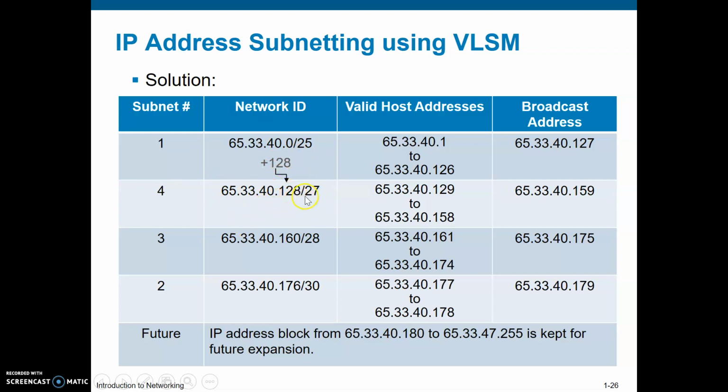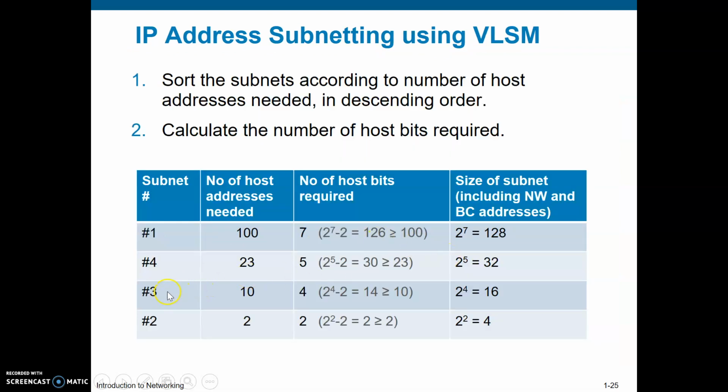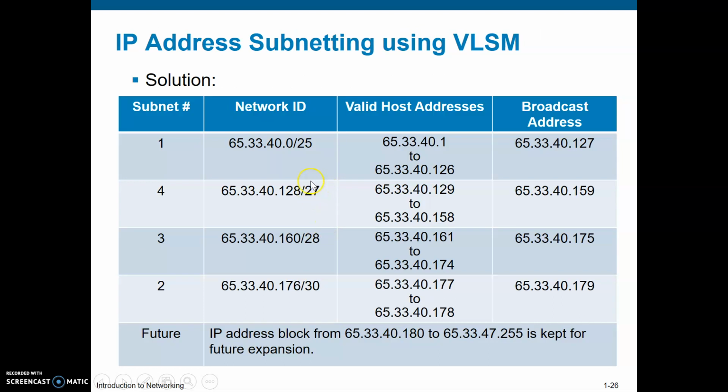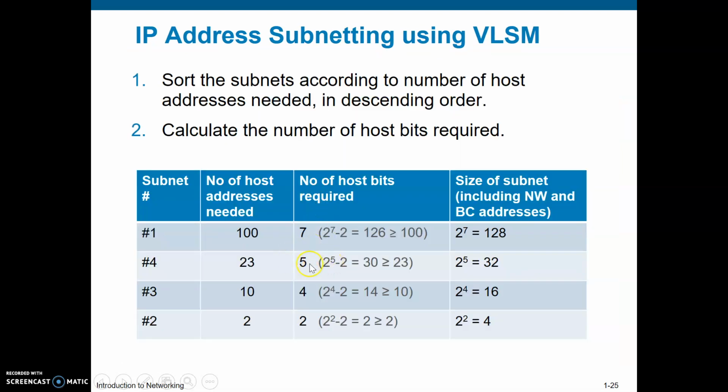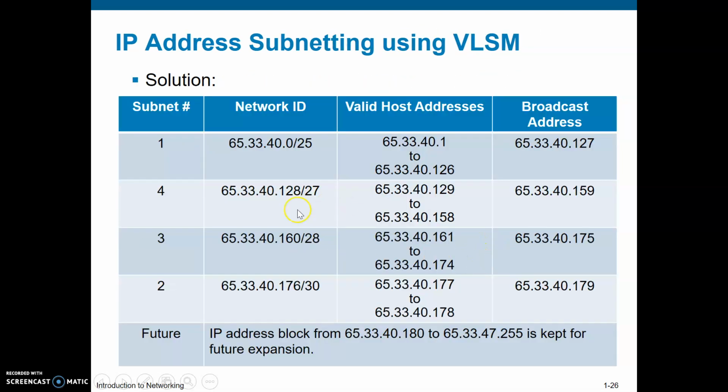So this is a /27, because subnet 4 needs 5 host bits. So 5 host bits means that the prefix will be /27, and 5 host bits give you a possible 32 IP addresses. So we just add 32 to it. Then this will give me the network address of subnet 3.